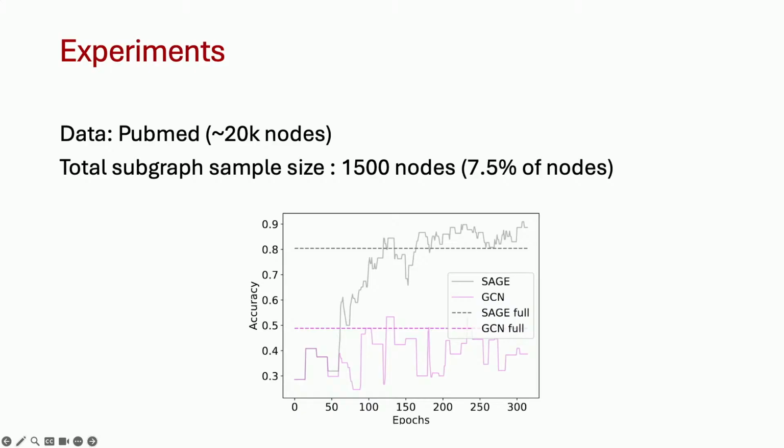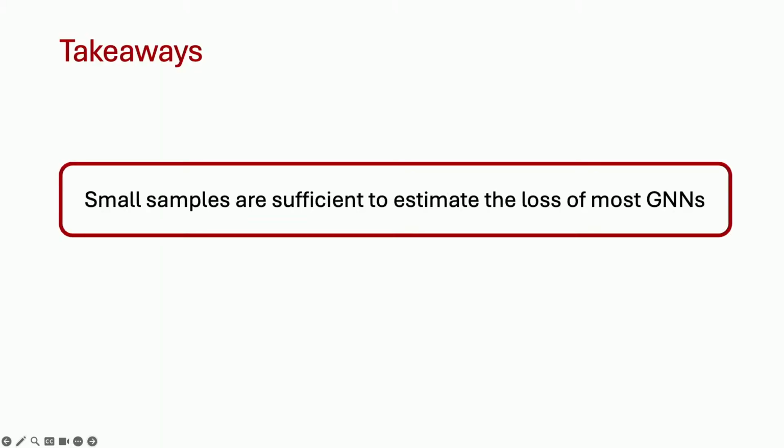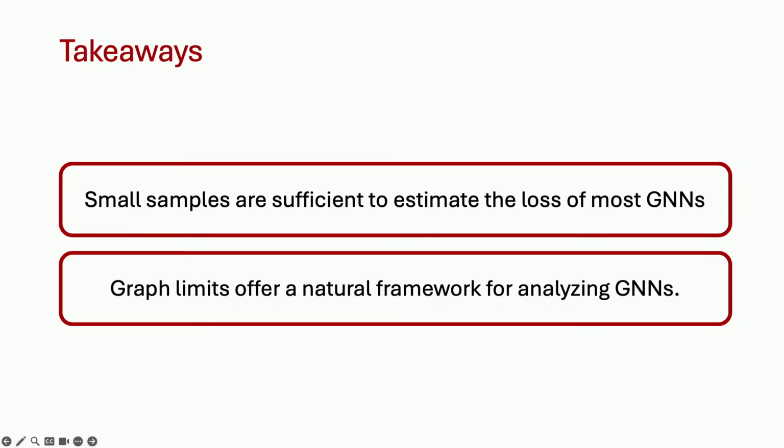I'll finish with some takeaways. The main theoretical takeaway is that small samplers are sufficient to estimate the loss of most sampling-based GNNs. The second thing, which I hope this audience also gets more engaged with, is that graph limits offer a natural framework for analyzing GNNs, because graph limits are a way to understand local graph structure, which is basically what GNNs deal with when they're working.